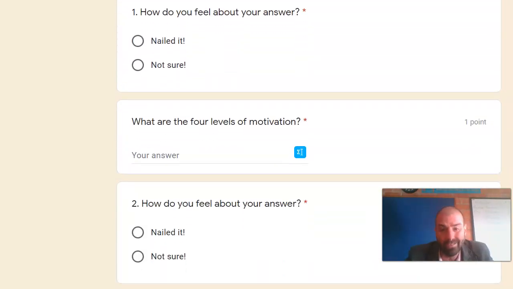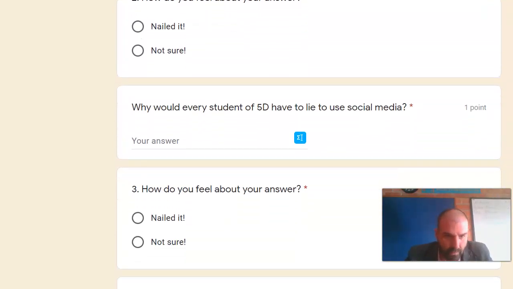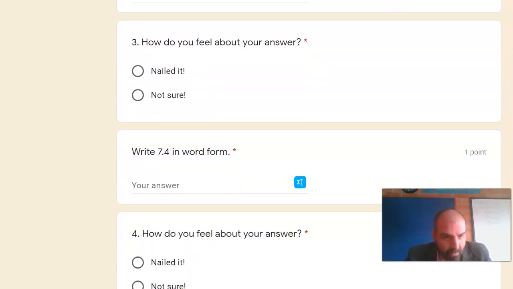What are the 4 levels of motivation? Fear, anger, external, internal, and love play. Why would every student of 5D have to lie to use social media? Because you are too young. Too young. And why are you too young? Remember all the stuff that we've been talking about. Don't give them all your information.